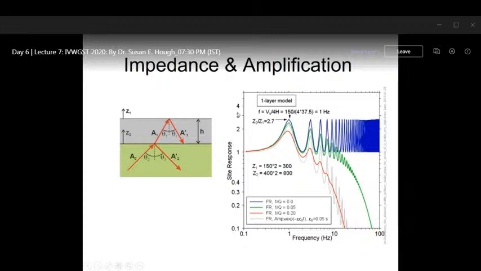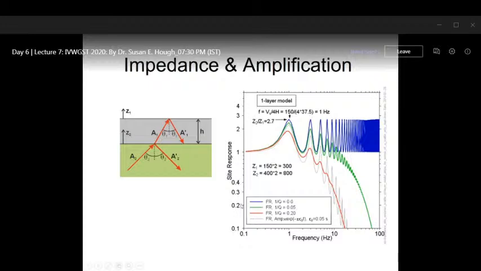So I'm going to show a number of plots like this, which are plots as a function of frequency. So we talk about the frequency domain. You can look at a seismogram in the time domain, just as the record as a function of time, or you can use spectral analysis to break it down in the frequency domain. So we're plotting here as a function of frequency from 0.1 hertz out to 100 hertz.